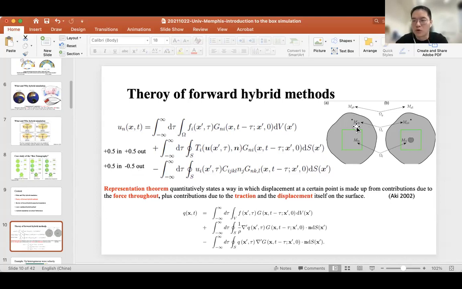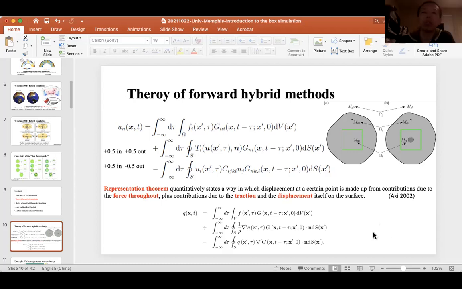So the whole contribution is the one inside, zero outside. That means we can get the full waveform inside, but the traction and the displacement come from the global simulations. When we do the global simulation, we need to calculate and record the information exactly on the boundary.